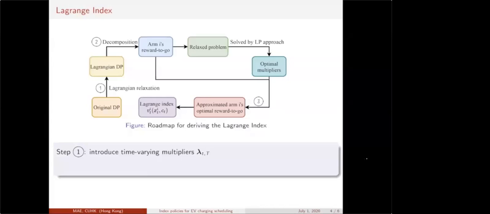One of our contributions is the development of the Lagrange index. As shown in this roadmap, first, we introduce time-varying multipliers for Lagrangian relaxation. After decomposition, we solve the relaxed problem by linear programming. Next, in step 3, we fix future multipliers in each arm's reward function as the optimal multipliers to compute the Lagrange index.